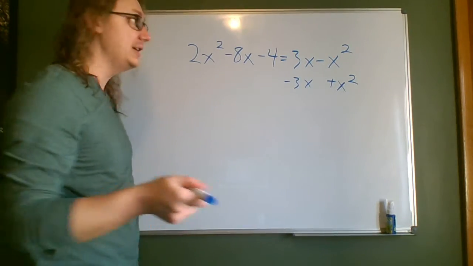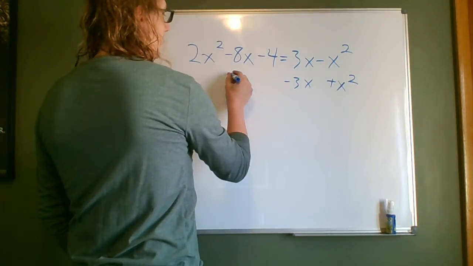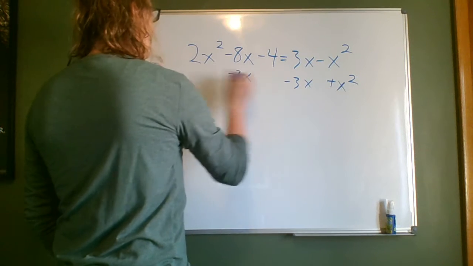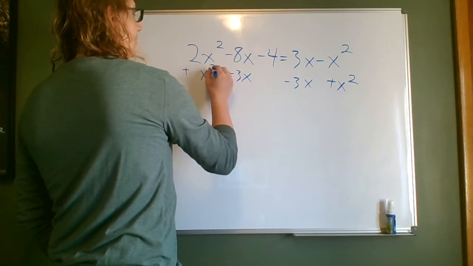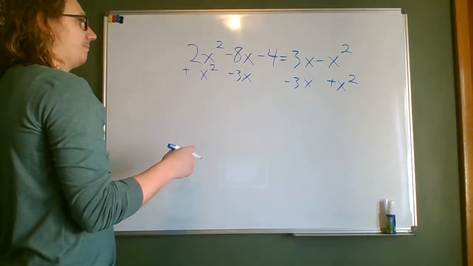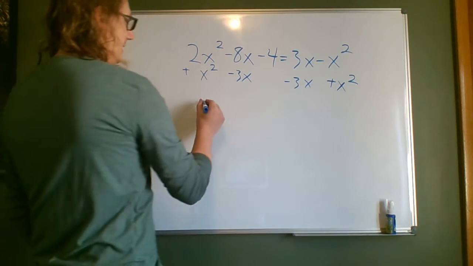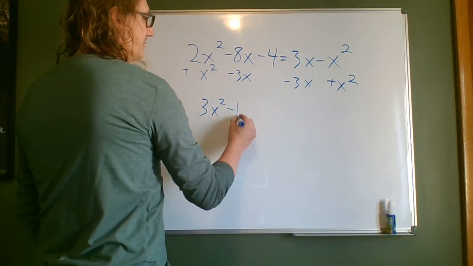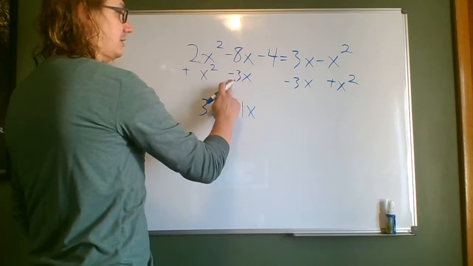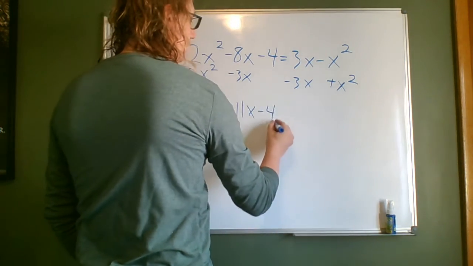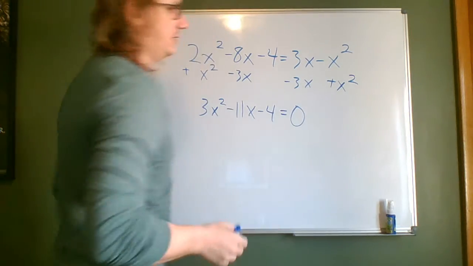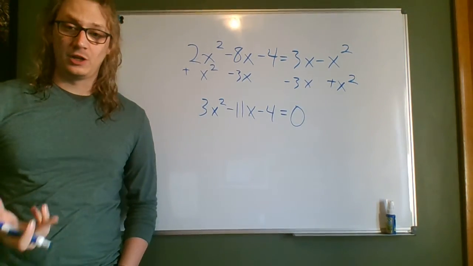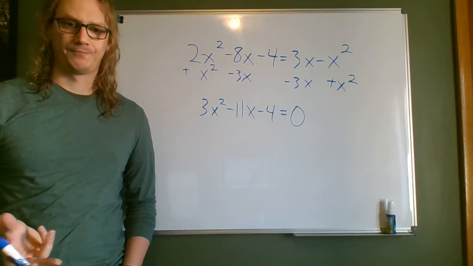That's how we know that they're equal. So we're going to have to subtract 3x and add an x squared to this side as well. So 2x squared plus x squared is a 3x squared minus 11x, because negative 8 minus 3 minus 4 equals 0. And now we have an equation that we can work with.